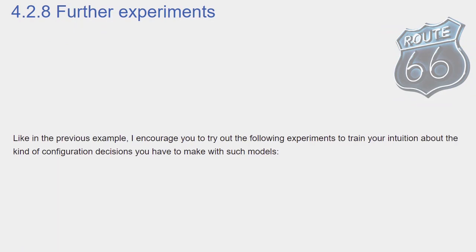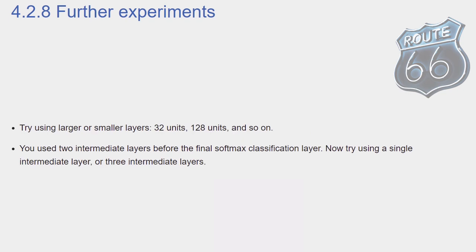Section 4.2.8. Further experiments. Like in the previous example, I encourage you to try the following experiments to train your intuition about the kind of configuration decisions you have to make with such models. Try using larger or smaller layers, 32 units, 128 units, and so on. You use 2 intermediate layers before the final softmax classification layer. Now try using a single intermediate layer or 3 intermediate layers.